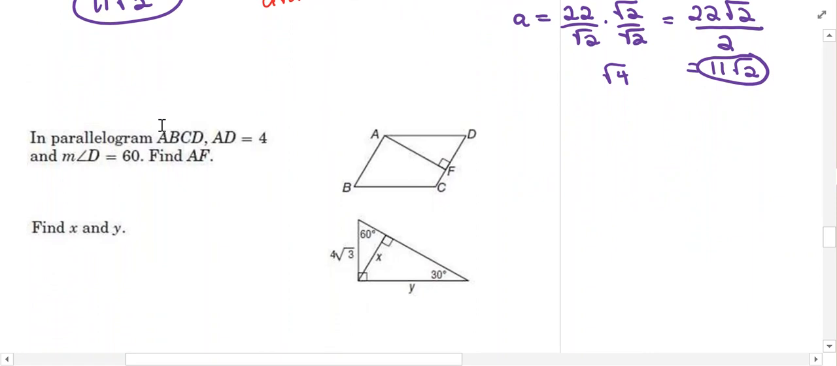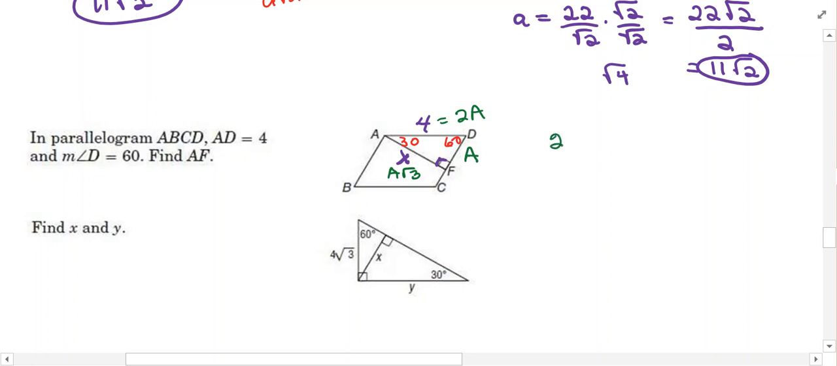In a parallelogram ABCD, the length right here of AD is 4. We know that this is 90 degrees. I want to find AF, which is this one right here. If the measure of angle D right here is 60 degrees, this one has to be 30 degrees. So again, we have a 30, 60, 90. That makes this one A, and this side, which is our hypotenuse, is 2A. And this side would be A rad 3.